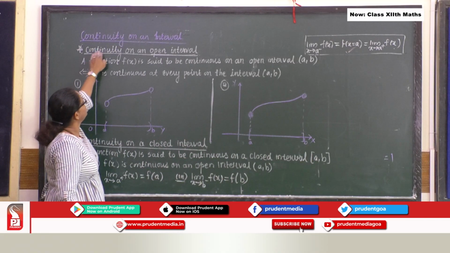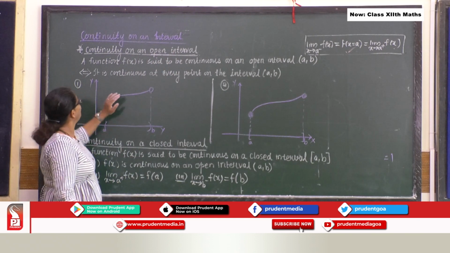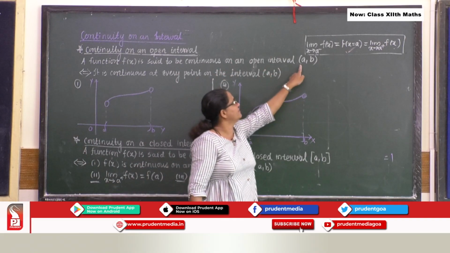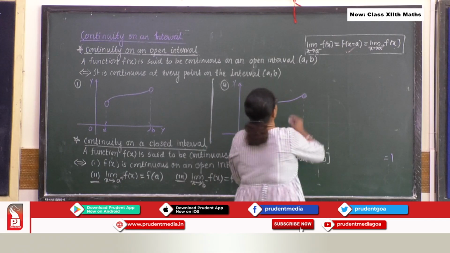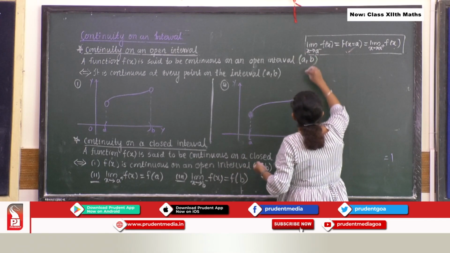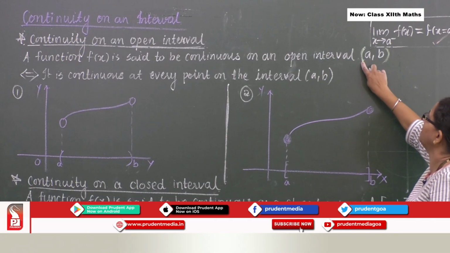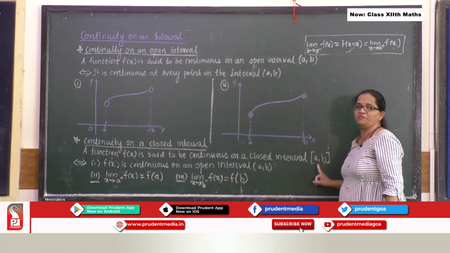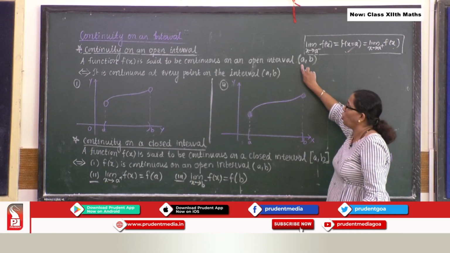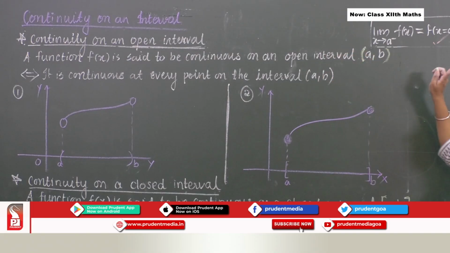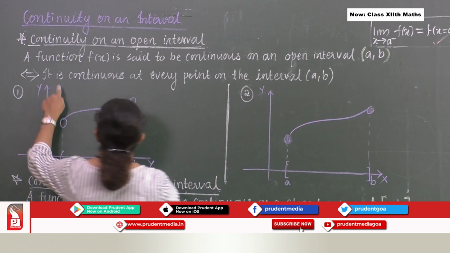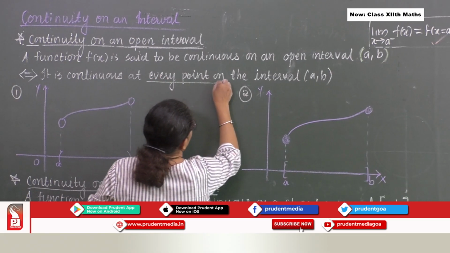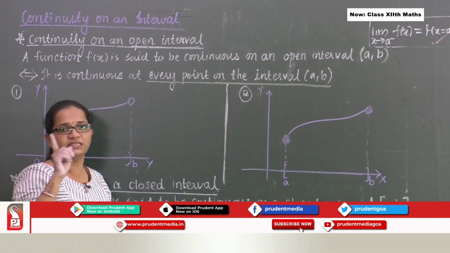So over here, continuity on an open interval. The function f of x is said to be continuous on an open interval a comma b. Here see, when you say open interval, which brackets do we use over here? That is this kind of brackets. And when we talk about closed interval, we use this kind of brackets. Okay, so over here we talk about open interval and we say it is continuous if and only if the given function is continuous at every point on the given interval. This is very, very important.